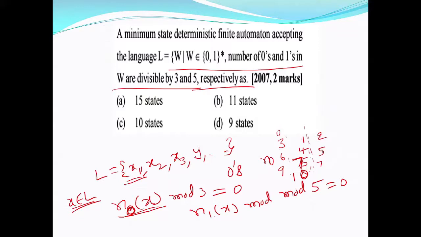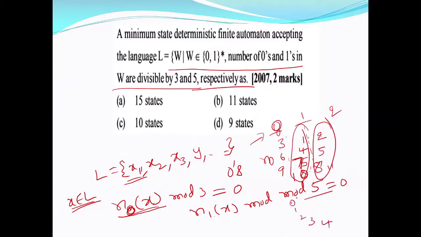Then you will have 11 and so on, right? For all this you will have a remainder of 1, for all this you will have a remainder of 2. That means the possibilities for the number of zeros when divided by 3 are 0, 1 or 2. That means for this there are 3 possibilities and for this there are 5 possibilities: 0, 1, 2, 3, 4. The number of zeros in a string x can have a remainder of 0 and the number of ones can be 0. That means, let me put it very clearly.